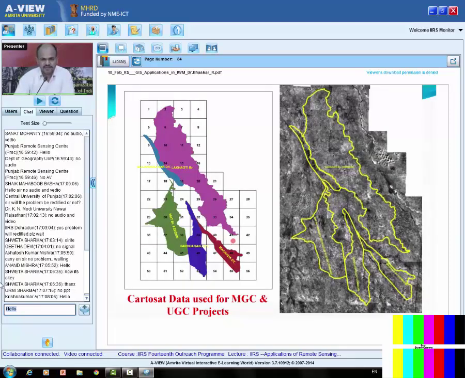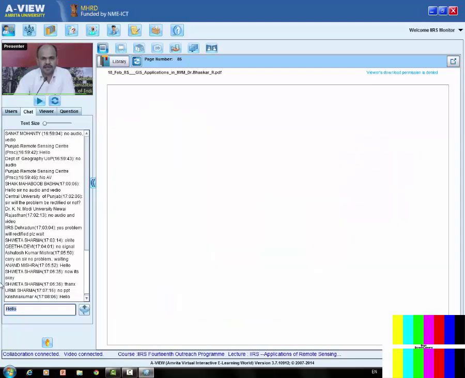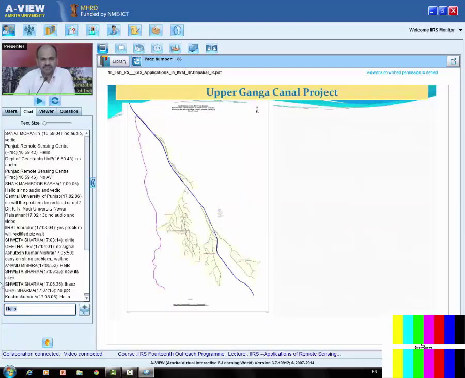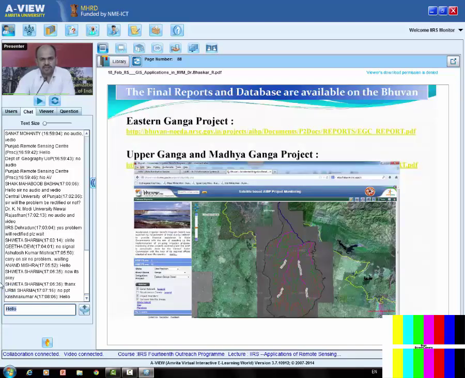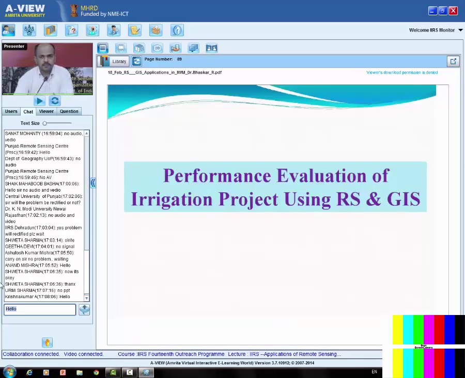This is another case study for Madhya Ganga and Lower Ganga, which we will not discuss because it's the same repetition of the same technique. And the report is available online also. If you just go to the NRSC website, under AIBP, all the reports and all the data are given and distributed free of cost.